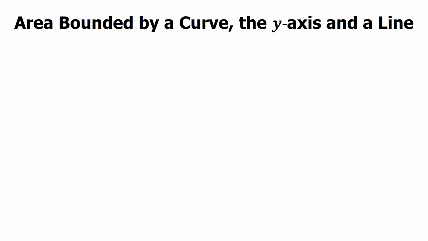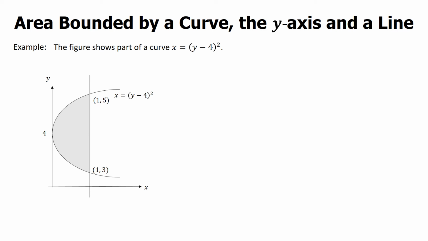Now let's see how to find the area bounded by a curve, the y-axis, and a line. Here's an example. The figure shows part of a curve x equals (y minus 4) squared. So here is the figure. Find the area of the shaded region.